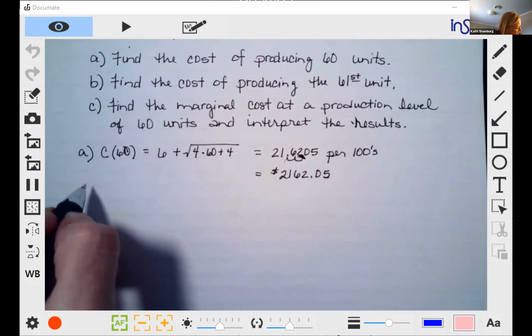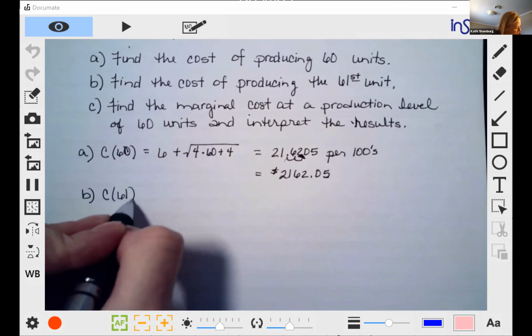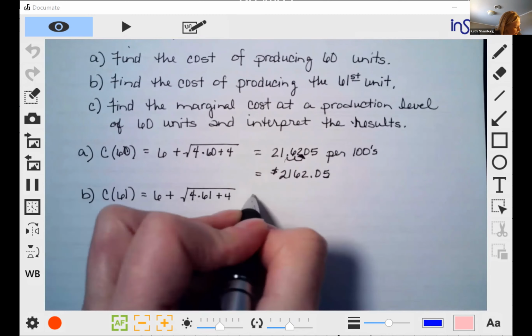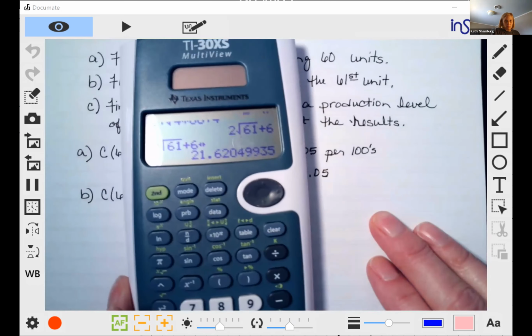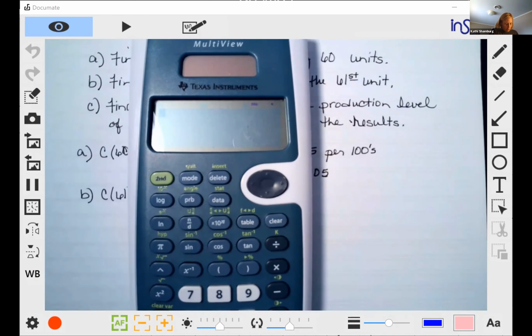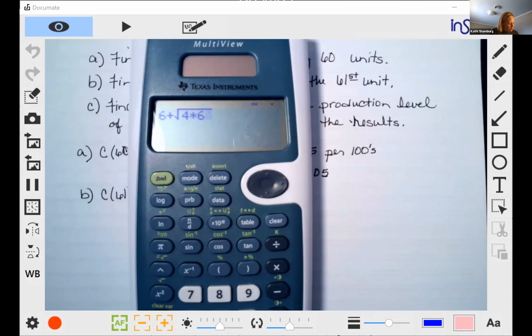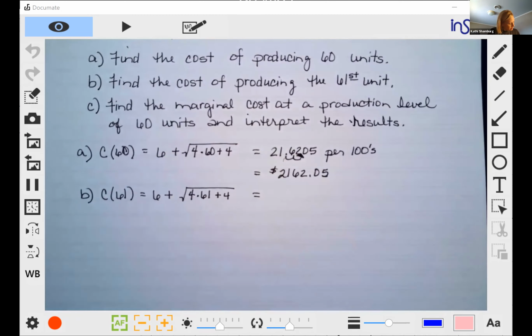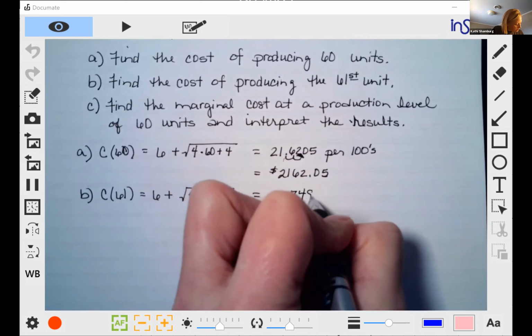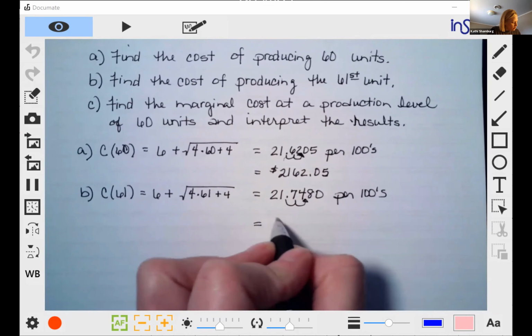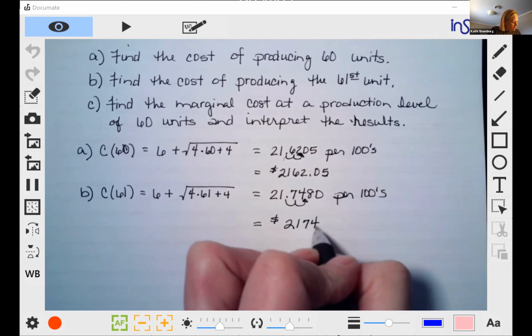Okay, so part B says, all right, what would the cost be for 61 units? So instead of 60, I'm going to put in 61 and see what the total cost is. So we would have 6 plus the square root of 4 times 61 plus 4. And I don't want the square root, so the double arrow. So I get 21.7480. And again, this is per hundreds, so I'm going to move this 2 places. So this would cost me $2,174.80.